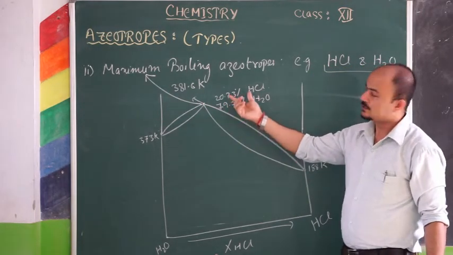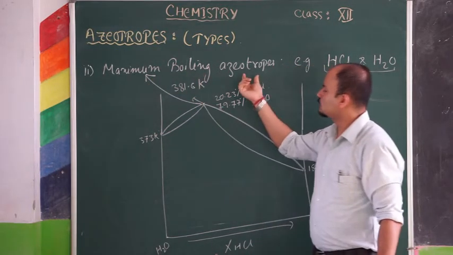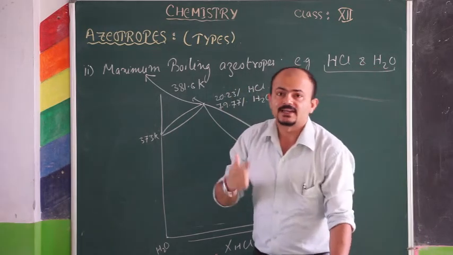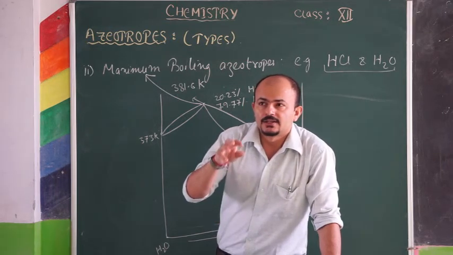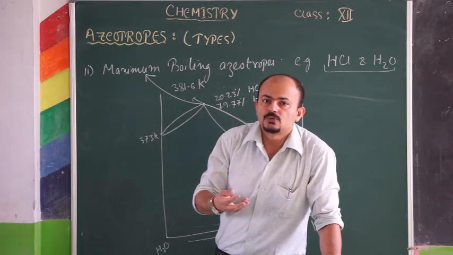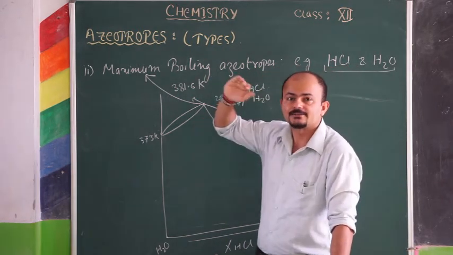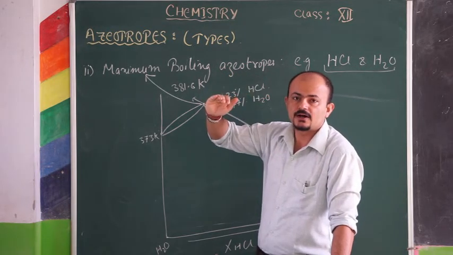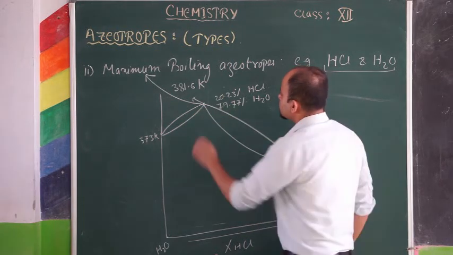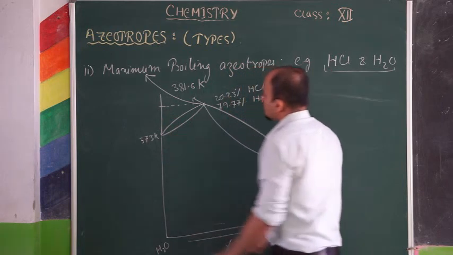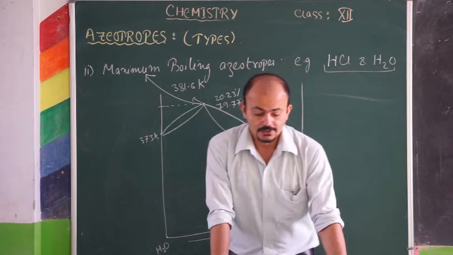Maximum boiling azeotropes will be shown by those liquid mixtures which show large negative deviations from Raoult's law. Negative deviation means the vapor pressure will be lower than that of the pure components. Therefore, to reach the vapor pressure of boiling, the temperature has to be raised to this particular temperature, and only then will this mixture start boiling. Therefore, these are known as maximum boiling azeotropes. So, thank you.